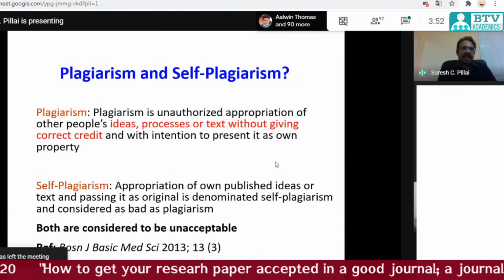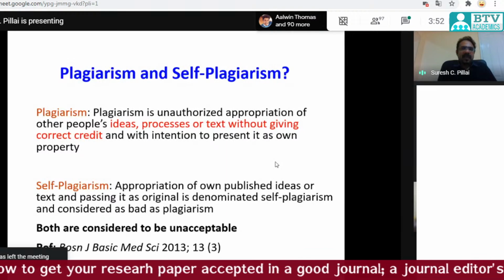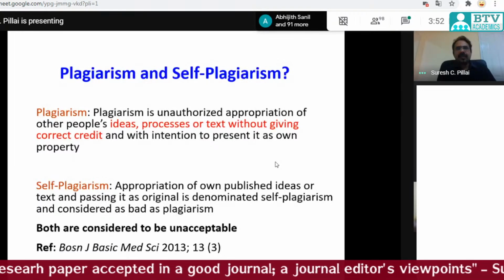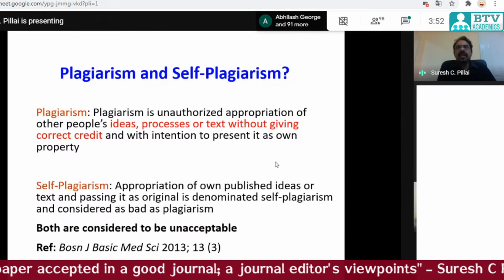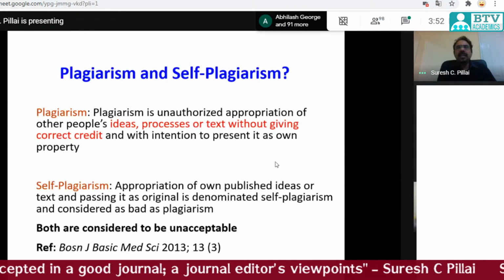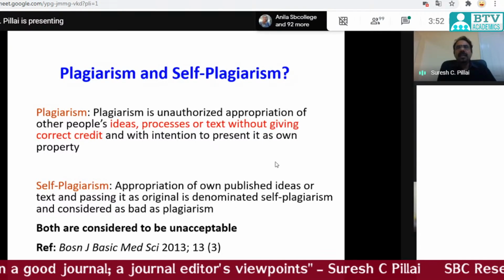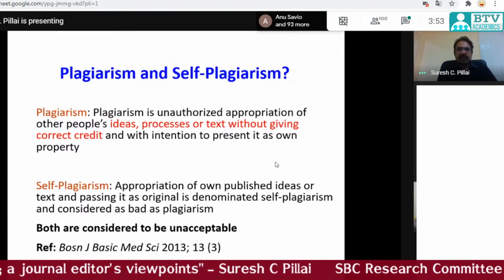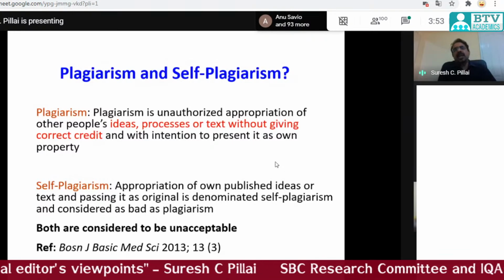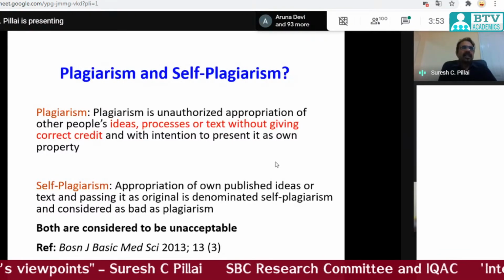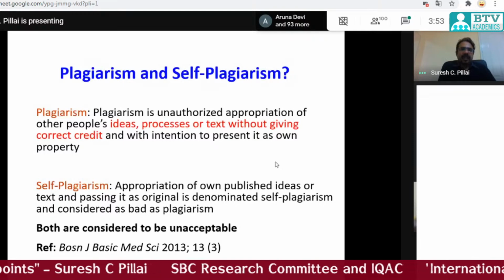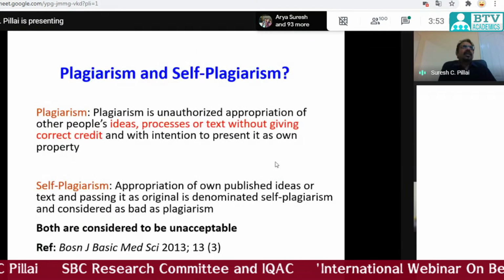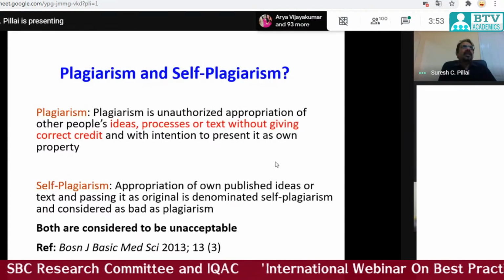There are two types of plagiarism. One is plagiarizing somebody else's work, and the other is called self-plagiarism. It's copying your own work from a previous paper. Plagiarism means it's intellectual theft from other people or other people's ideas, processes, or text without giving correct credit, and with the intention to present it as your own property.